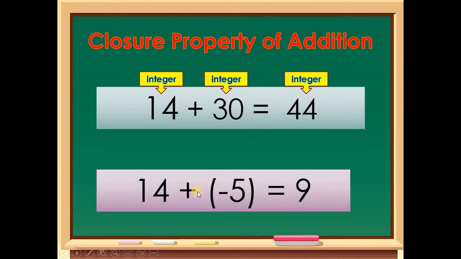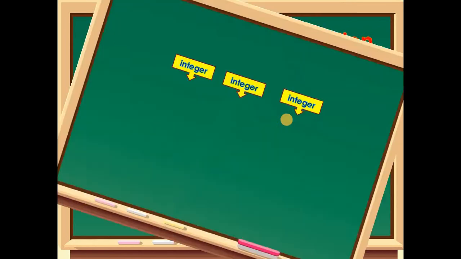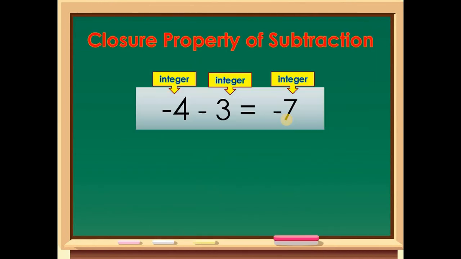Okay, so another one. So 14 is an integer, and this negative 5 is also integer. So when we add that, so it will give us positive 9, and positive 9 is also an integer. So ang ibig sabihin niyan, kapag nag-add tayo ng mga integers, so dapat ang kakalabasan or the result must be an integer too para naman ay matawag na closure property. Okay. So hindi lang sa addition meron tayo sa closure. Okay. So meron din tayo sa subtraction.